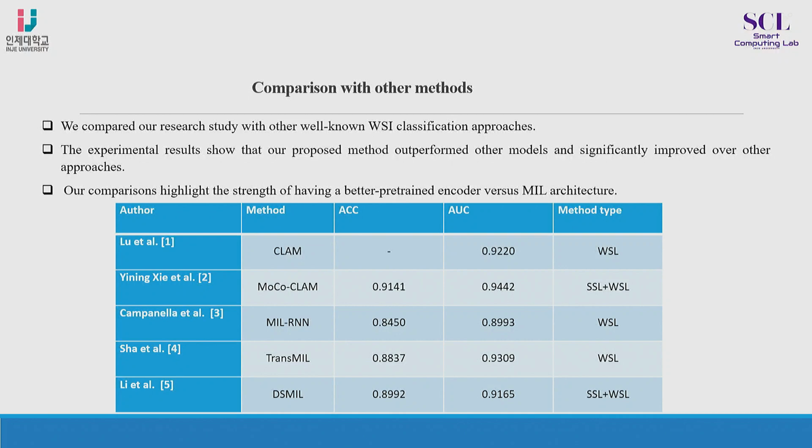And we also compared with the previous works. For example, previously for CLAM the AUC was 92. This is also self-supervised plus weakly supervised. They have 91, but in our case we are getting 90, 97 and 98. All the other techniques have a lower score.